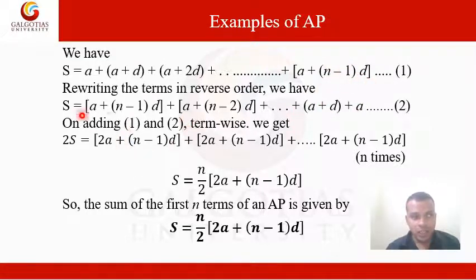If I add these terms, what happens? 2S is going to be 2a plus n minus 1 into d, plus 2a plus n minus 1 into d, and so on. There are n terms, so these terms are repeated n times. So I can say that S is equal to n by 2 into 2a plus n minus 1 into d. The sum of the first n terms of an AP is given by n by 2 into 2a plus n minus 1 into d, where d is the common difference, a is the first term, and n is the number of terms that you want.